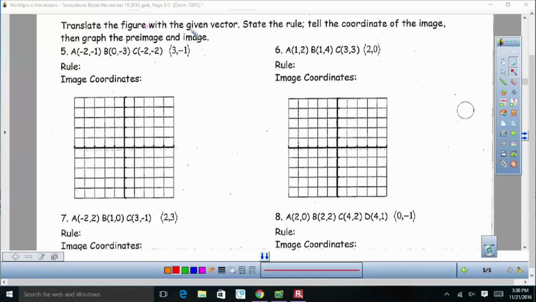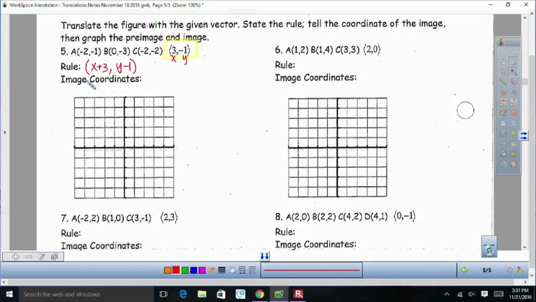Now, number 5 asks me to translate the figure with the given vector, state the rule, and tell the coordinates of the image, and graph the pre-image and the image. So the first thing that we want to look at is the vector. This is telling us how your x and your y is changing. So my x is changing by 3, and my y is changing by -1. So we can go ahead and write our rule for that. We know x changes by a +3, so we put x plus 3, and y changes by a -1, so we'd put y minus 1.